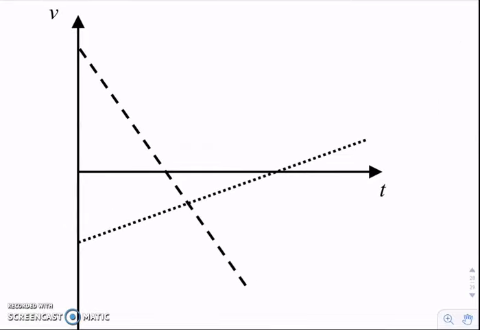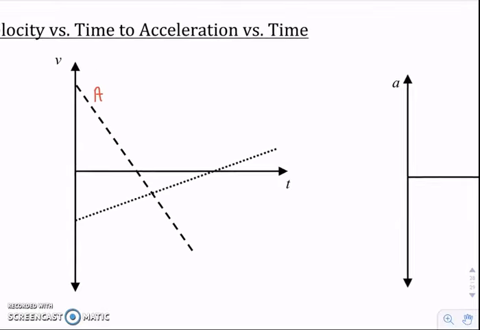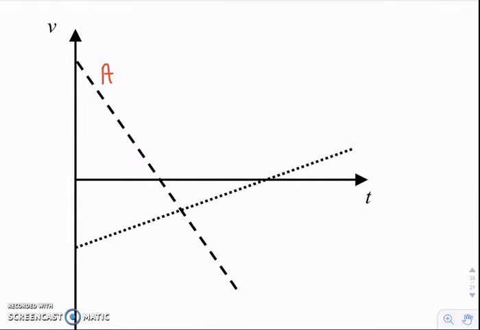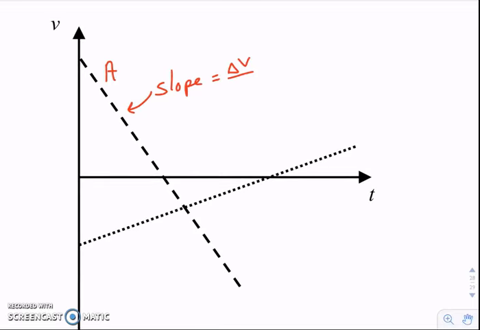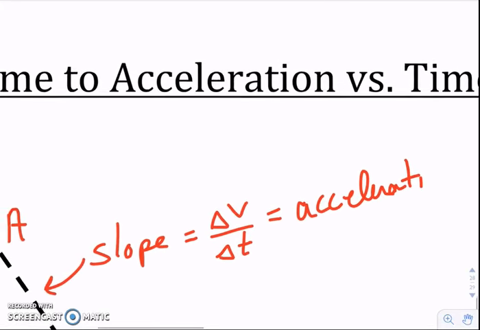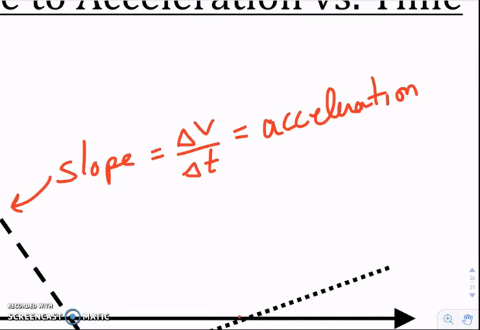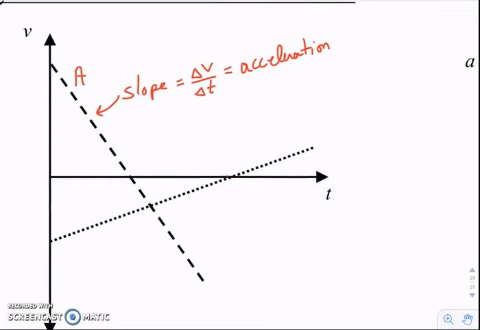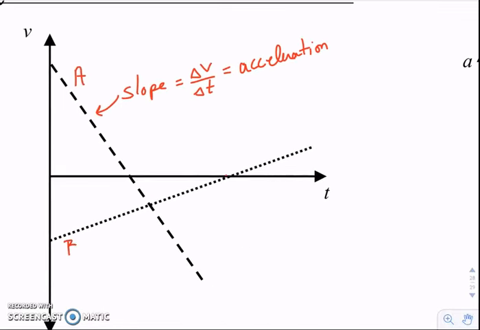So let's do this one first. This will be motion A. To get the acceleration, we are just going to look at the slope. Remember, slope is the change in velocity over the change in time, and that equals the acceleration. So initially here, line A rather than line B. Line A has a negative constant slope.